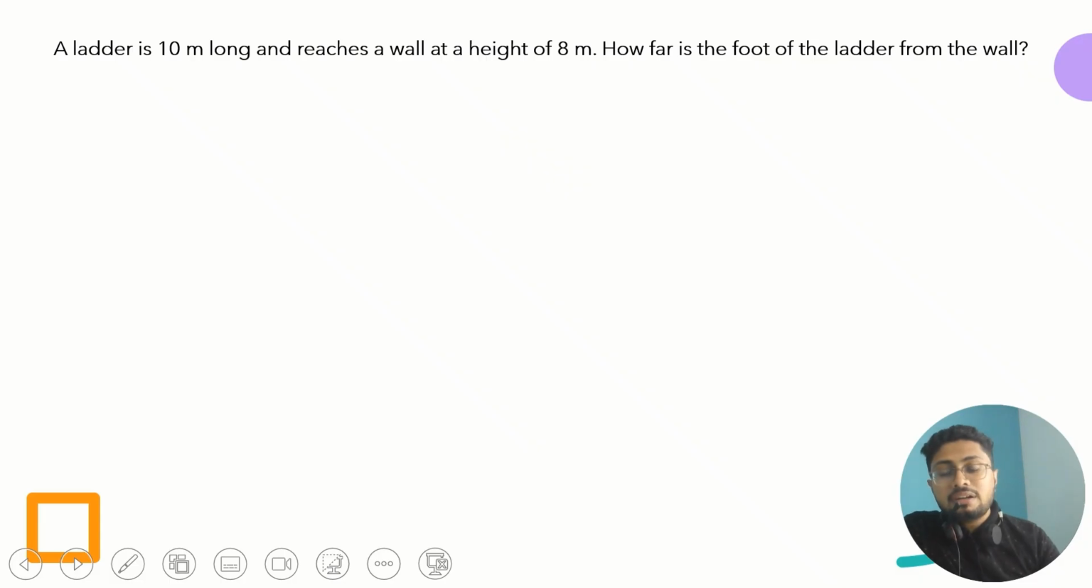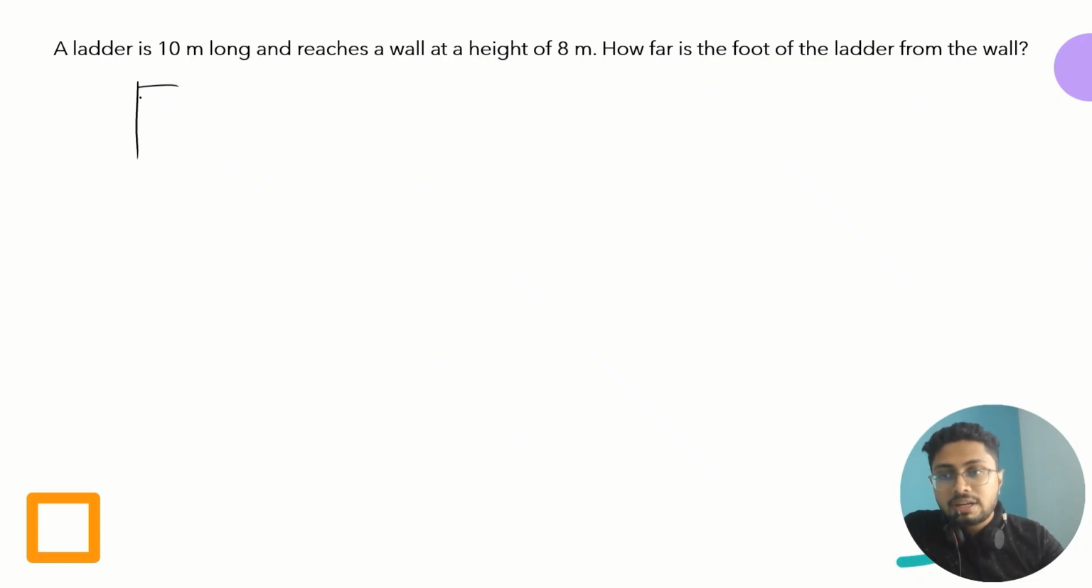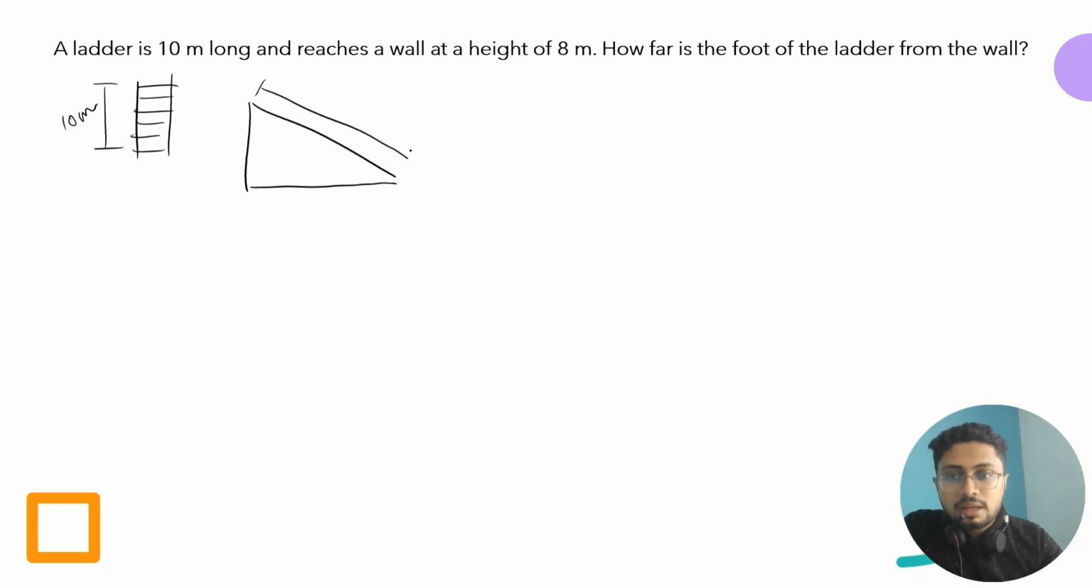A ladder is 10 meter long. Now ladder ऐसा कुछ ladder है जिसकी लेंथ क्या है 10 मीटर, एंड रीच द वॉल एट 8 मीटर. ओके, तो हमें इस लेडर को ऐसे करना है. ये 10 मीटर है, कोई वॉल पे आ रहा है 8 मीटर. हाउ फार इज द फुट ऑफ लेडर फ्रॉम द वॉल? यस, हमें ये डिस्टेंस फाइंड करना है.